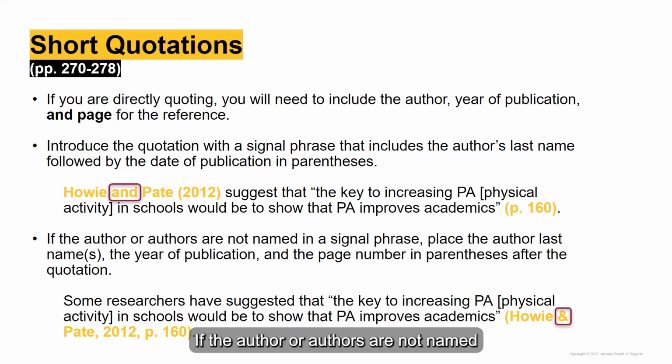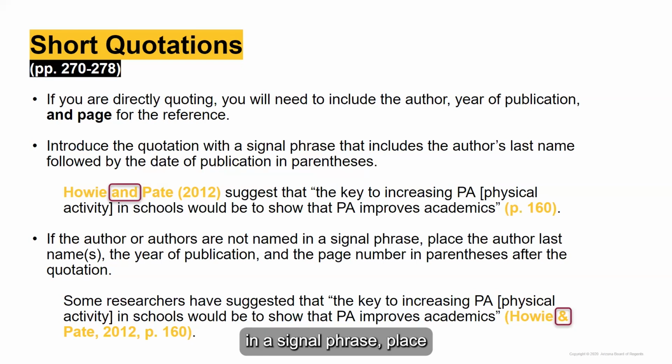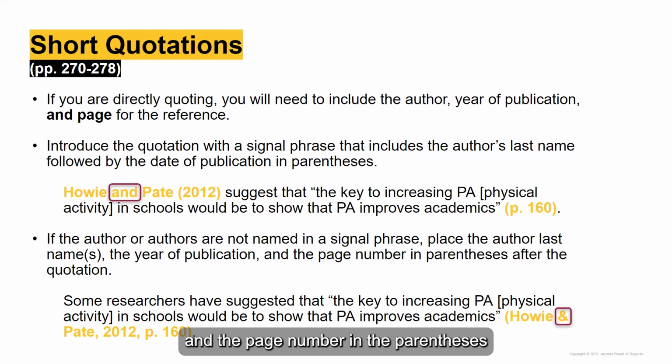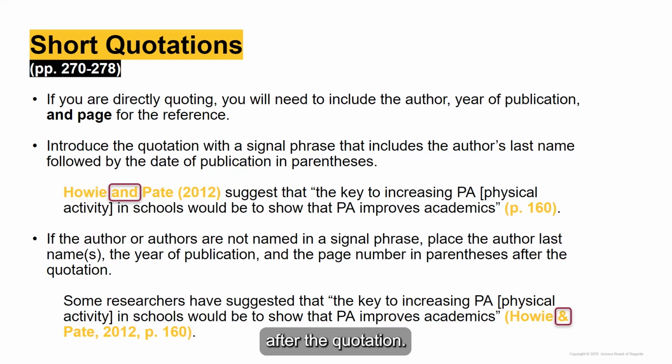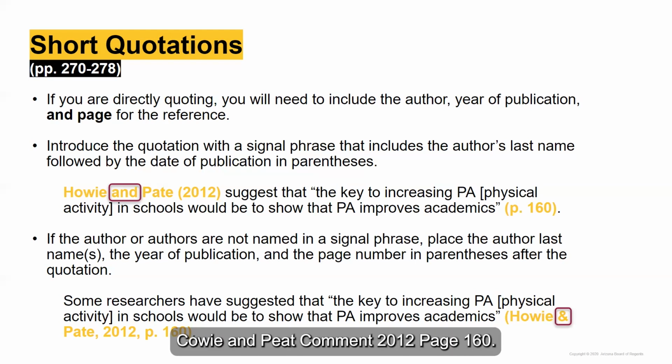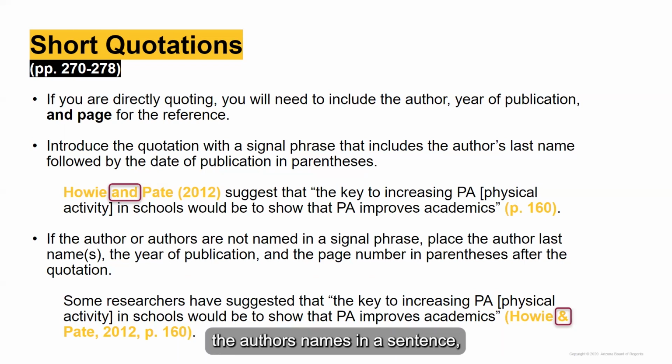If the author or authors are not named in a signal phrase, place the author last name or names, the year of publication, and the page number in the parentheses after the quotation. The example here reads, some researchers have suggested that the key to increasing PA, physical activity, in schools, would be to show that PA improves academics (Cowie and Pate, 2012, page 160). Notice when writing out the author's names in a sentence, you write out the word and, but when you include the author's names in parentheses, you use the ampersand symbol.